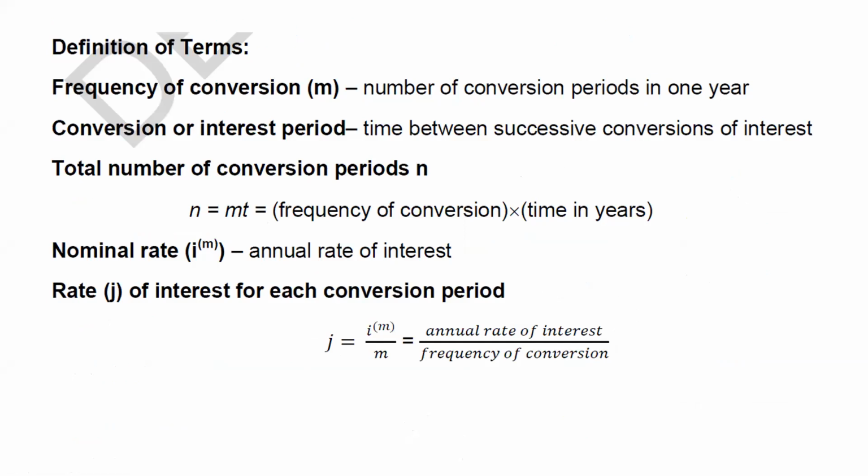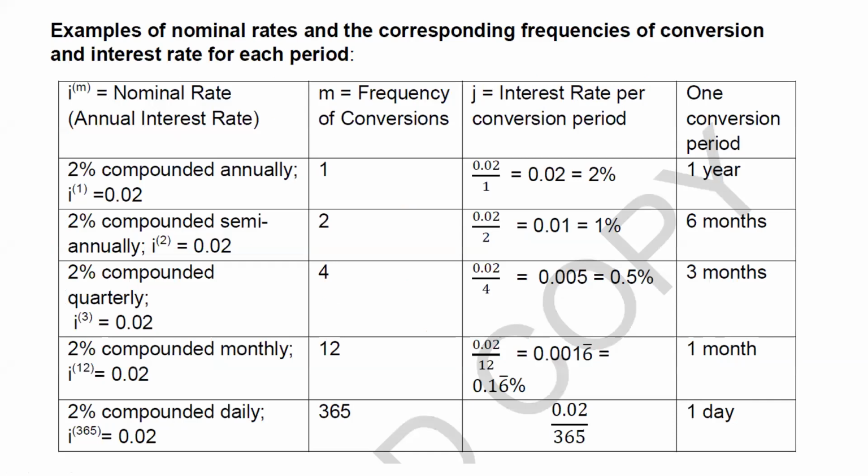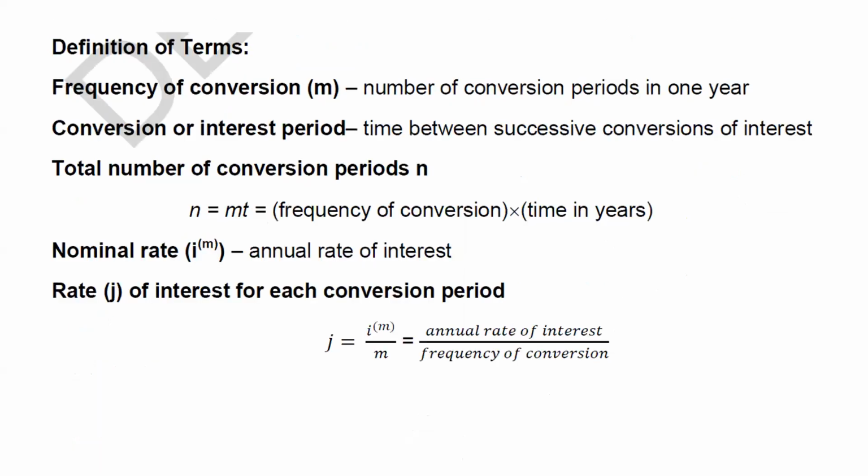Conversion or interest period, the time between successive conversions of interest. Here it is: 1 year, 6 months, 3 months, 1 month, 1 day. So the interval: annually, your interval is 1 year. Semi-annually, your interval is every 6 months. Quarterly, your interval is every 3 months. Monthly, your interval is 1 month. Daily, your interval is 1 day. That is the conversion or interest period.